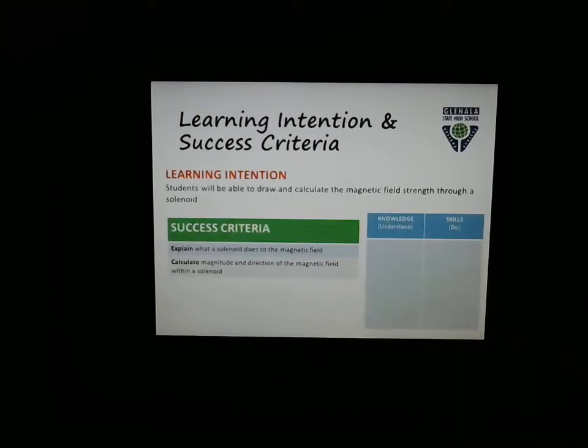Here are your learning intentions and success criteria. Please pause the video and attempt to complete the knowledge and skills table down here on the bottom right. Okay, we've got a fairly brief one here. In the learning intention, students will be able to draw and calculate the magnetic field strength through a solenoid. In your success criteria, you should be able to explain what a solenoid does to the magnetic field, and you should be able to calculate the magnitude and direction.